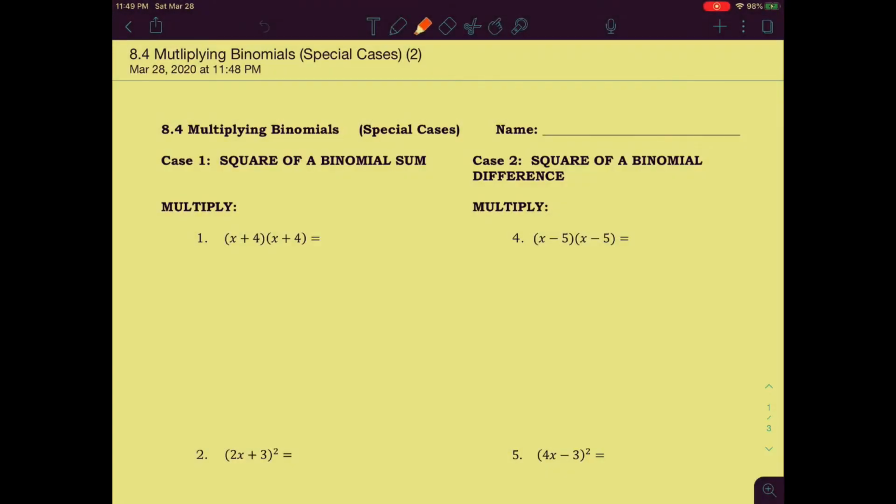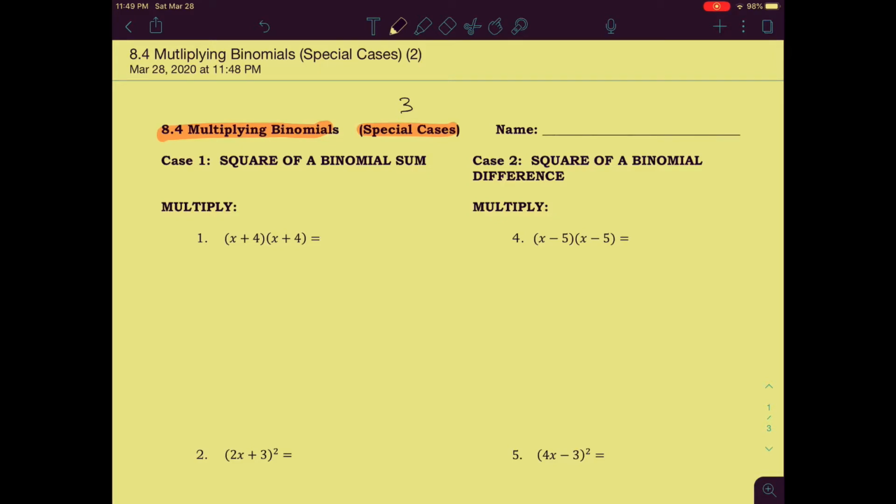Hello, Algebra 1. Today we're going to continue our discussion on multiplying binomials, where we're going to be focusing on three special cases that are very common, and we're going to be looking at each case one by one, and hopefully we'll notice some patterns as to the structure of the final answer.